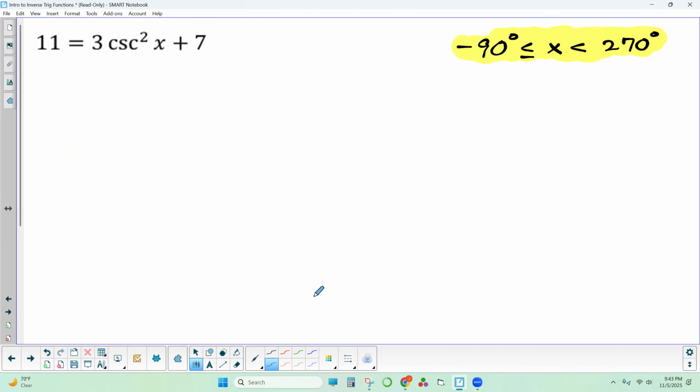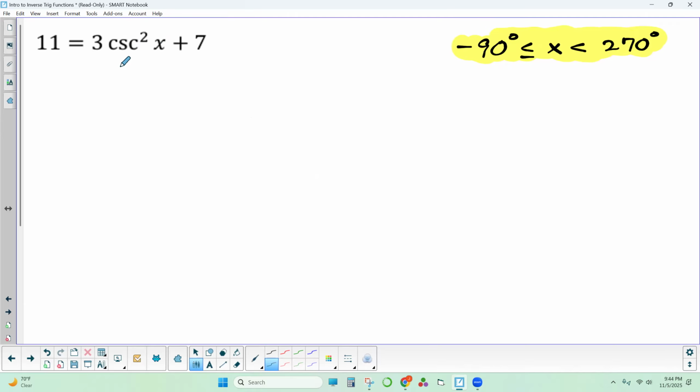Next problem. Okay, as you can see in our domain here, we are switching to degrees, and we start at a negative angle and go to 270. So negative 90 to 270, including negative 90. And we are also seeing for the first time a squared trig function here. So keep this in mind: the square applies to the output of the trig function, not the input. So we write that cosecant squared x. Okay? So that's something to keep in mind.